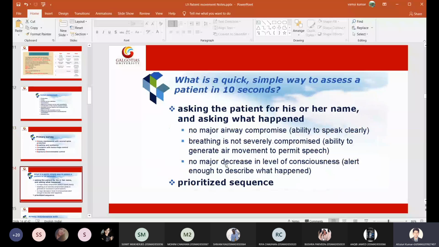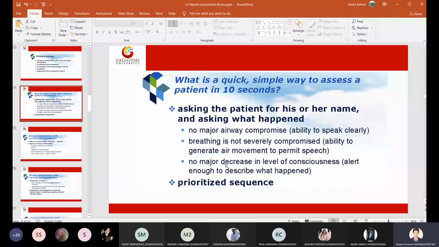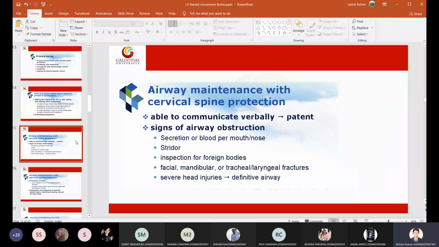It's a simple topic, students. So first, we need to ask the patient what his name is. If he's telling his name, that indicates his airway is not compromised. Okay, he can speak. There is no problem with the air pathway.